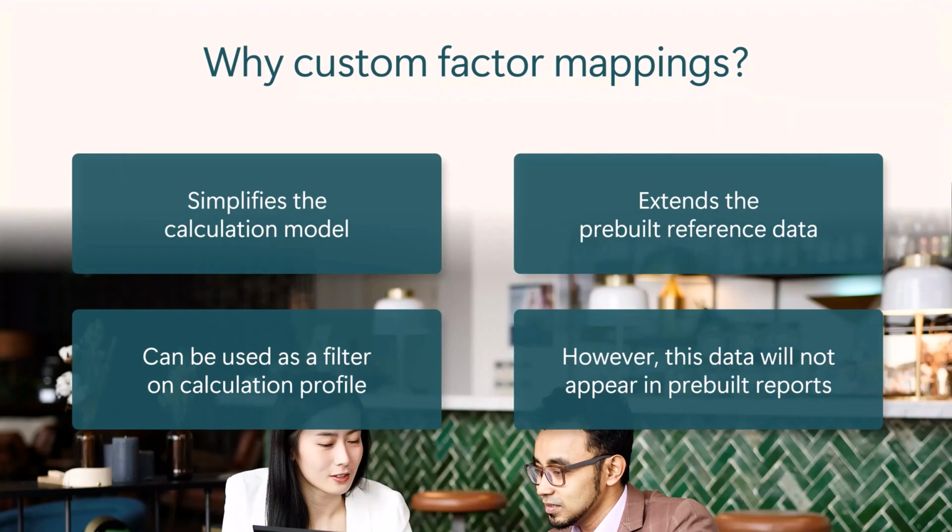To maintain focus, Contoso implemented the new roaster model lookup field as a filter in the calculation profile, ensuring that this custom calculation model is exclusively applied to stationary combustion for coffee roasting machines. While the advantages of custom factor mappings are evident, it's important to recognize that implementing these changes requires upfront effort, including technical steps and extending security roles. Additionally, these customizations will not reflect in the pre-built dashboards.